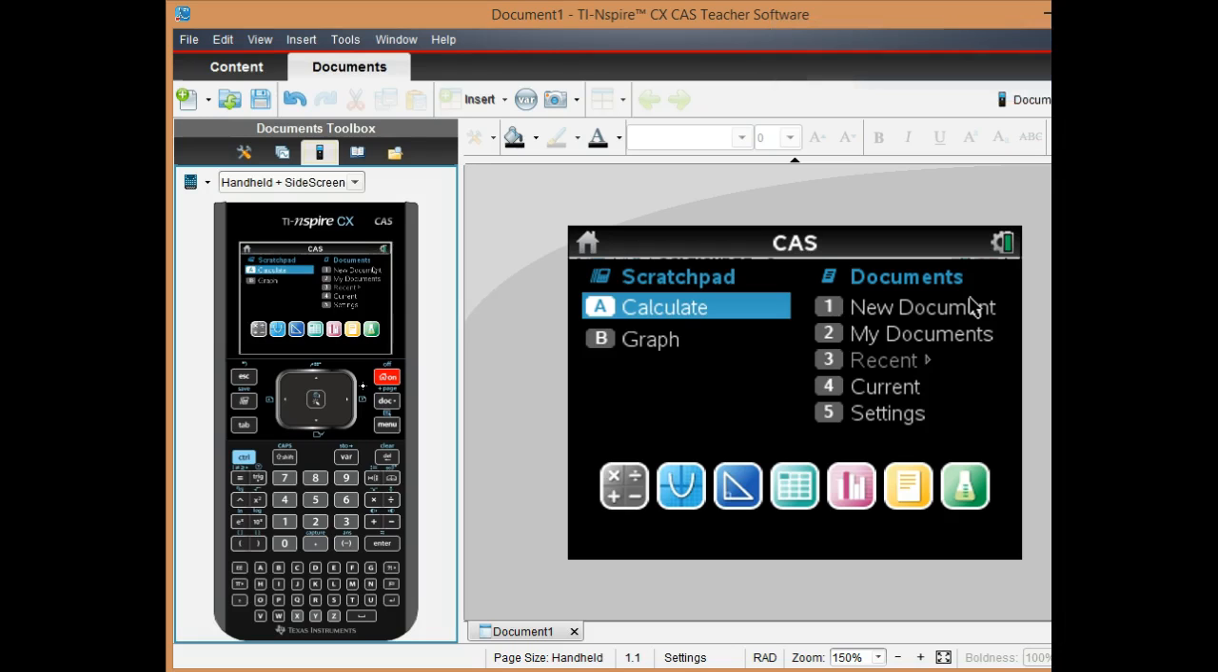Okay, so to navigate to those, you can either use your little arrow button and get there, or you can just hit the letter A or the letter B, which in my opinion is the fastest way to get there. So we're going to start by going into our calculating, which is our home screen. So hit A.